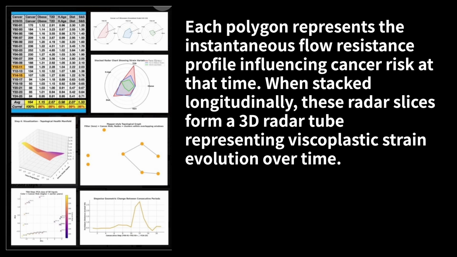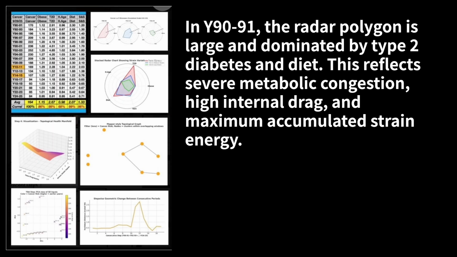Each polygon represents the instantaneous flow resistance profile, influencing cancer risk at that time. When stacked longitudinally, these radar slices form a 3D radar tube, representing viscoplastic strain evolution over time. In Y9091, the radar polygon is large and dominated by type 2 diabetes and diet. This reflects severe metabolic congestion, high internal drag, and maximum accumulated strain energy.